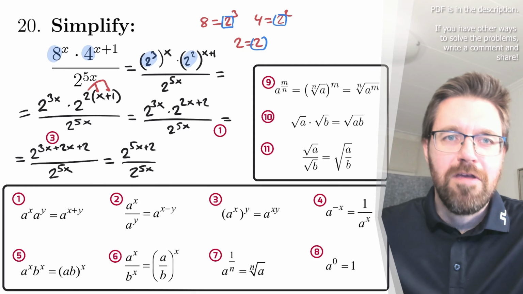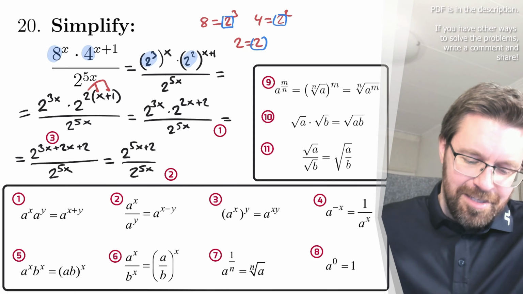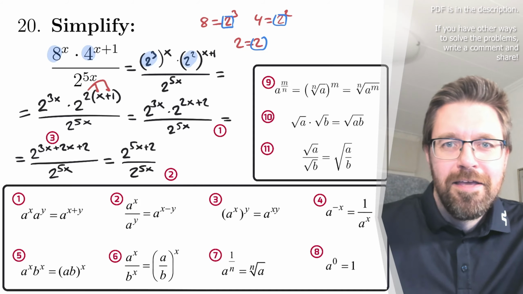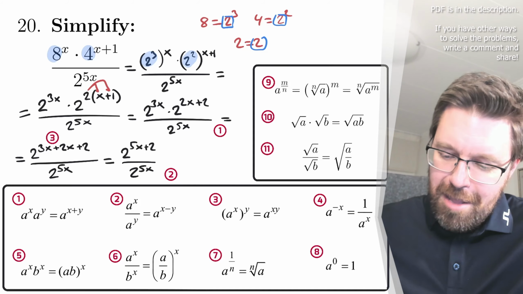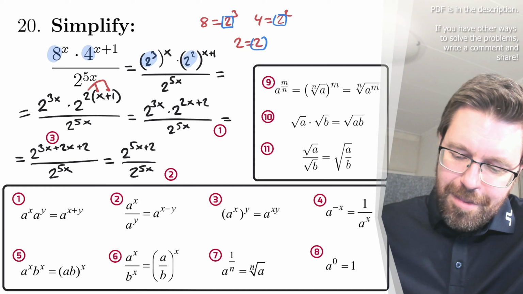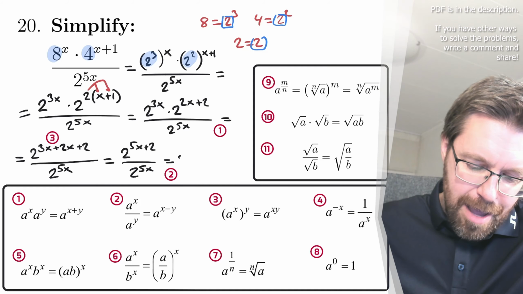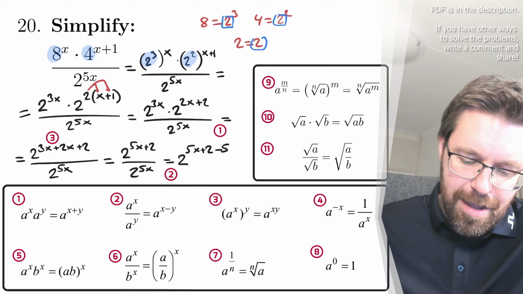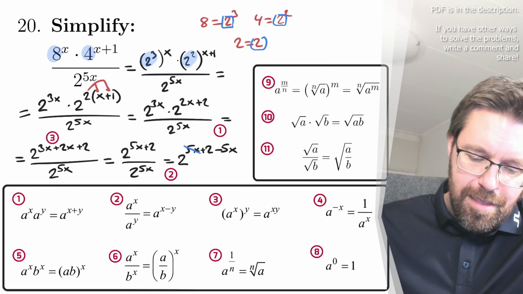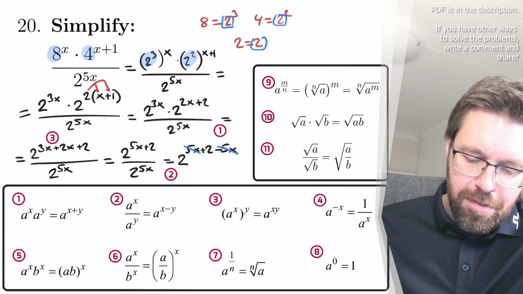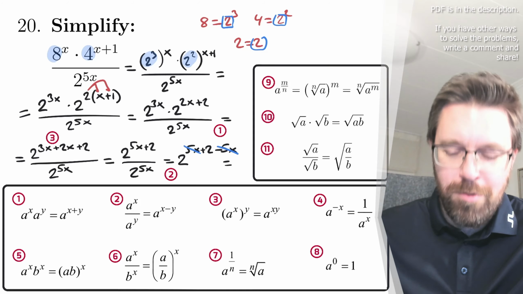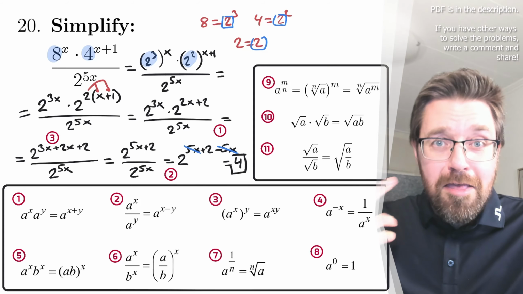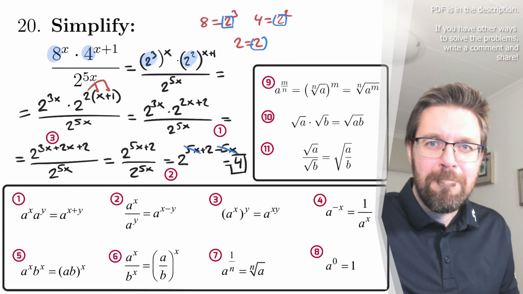And then we can use rule number 2 to the whole quotient here, and subtract the exponents. So it will become 2 raised by 5x plus 2 minus 5x. So 5x and minus 5x cancel each other out, and then 2 raised by 2 equals just the number 4. So this whole thing equals 4.